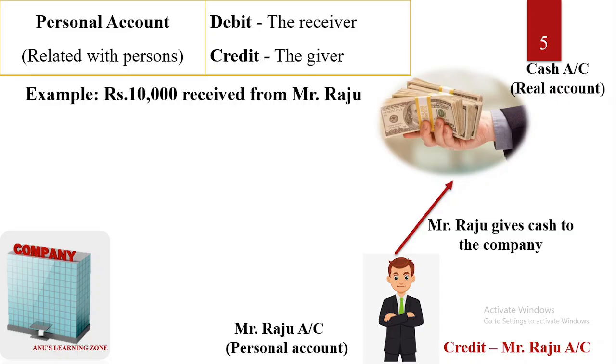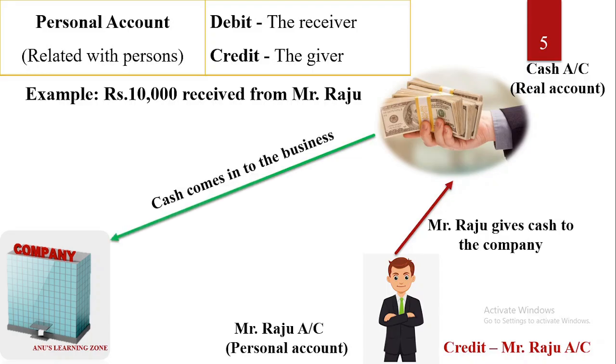Then let's take the cash account next. The cash account belongs to real account. What is the rule of real account? Real account says debit what comes in, credit what goes out. So what is happening to the cash account? Is it coming into the business or going out of the business? It comes into the business, right? Cash comes into the business. So according to the rule of real account, we have to debit what comes in, so we have to debit the cash account.